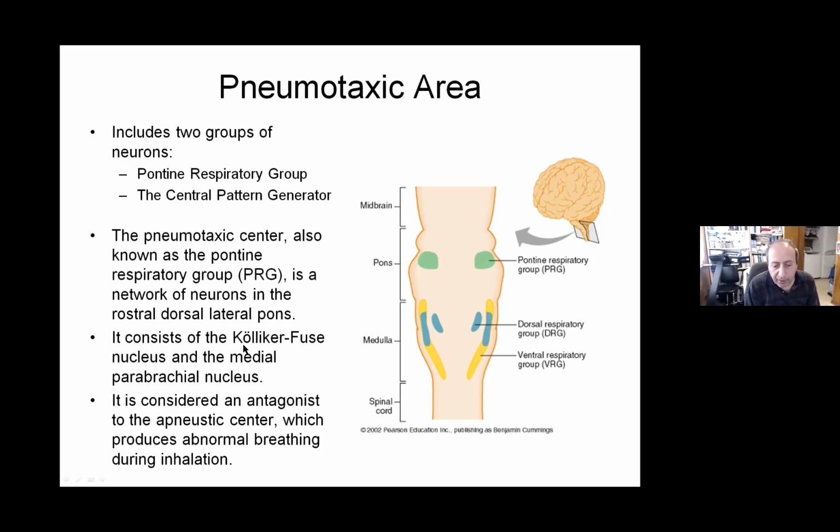One type of nucleus is called the cochlear nucleus, and another is called the parabrachial nucleus. These are also probably involved in taste. You probably have seen that before. It's considered antagonistic to the apneustic center, like the DRG and VRG, which are also antagonistic. The pneumotaxic and the apneustic centers antagonize each other.